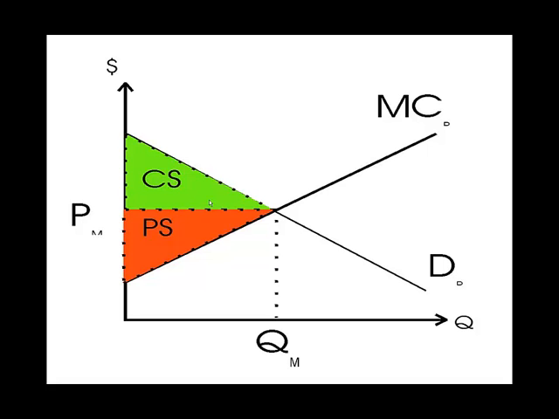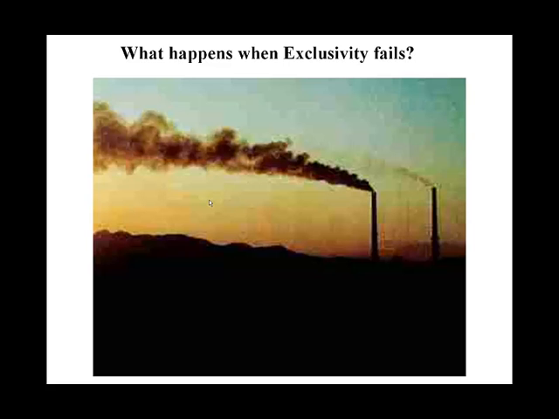What's important to recognize here is that these are all of the benefits to the society. We have captured everything that society gets out of the production of this good, and that is maximized at the market equilibrium. Now we're going to consider a situation where the market does not capture all of the benefits and costs.